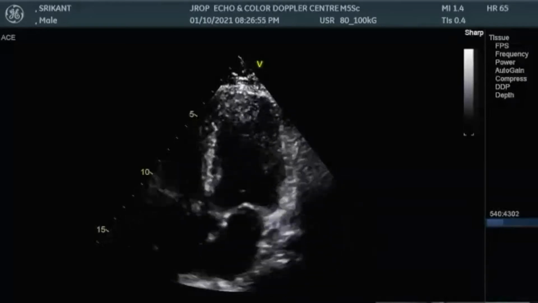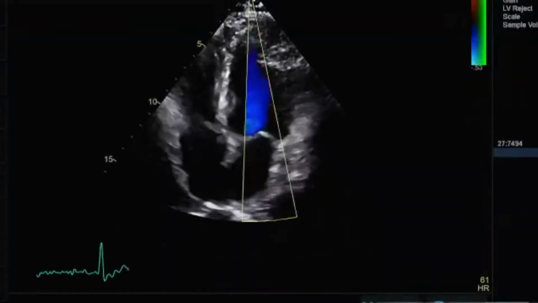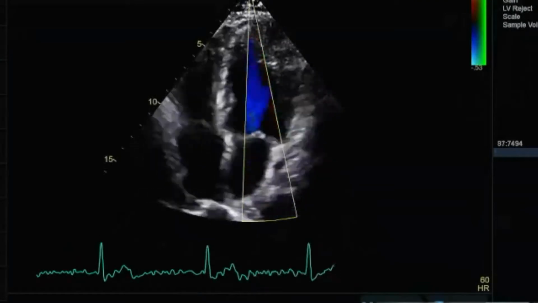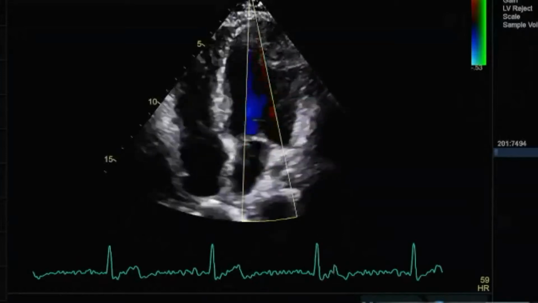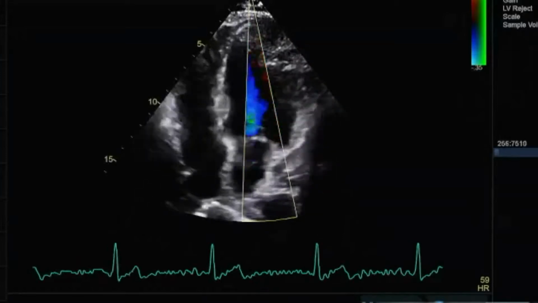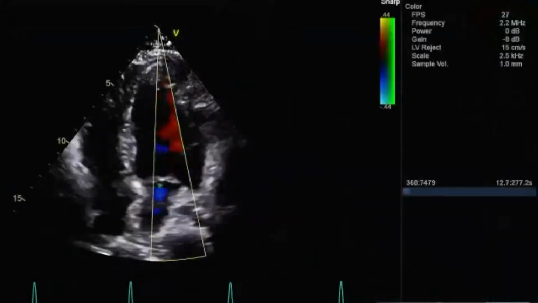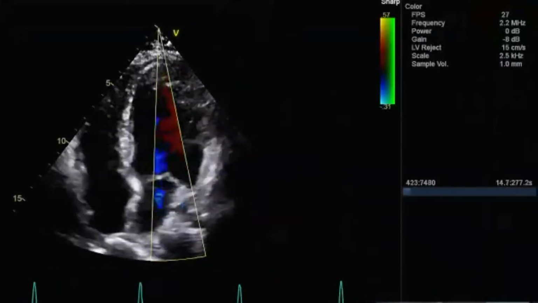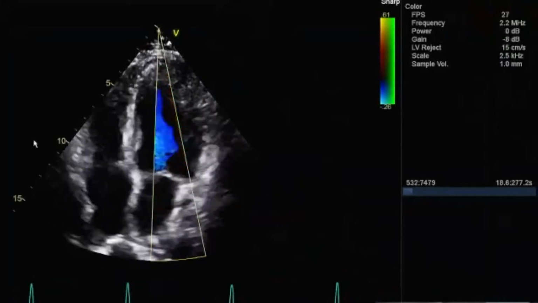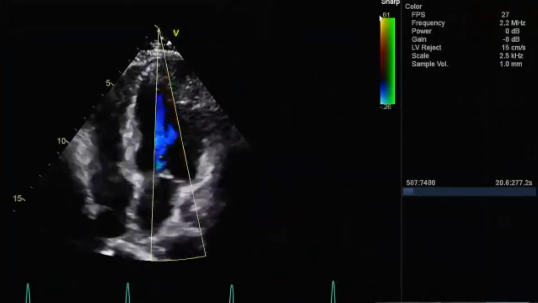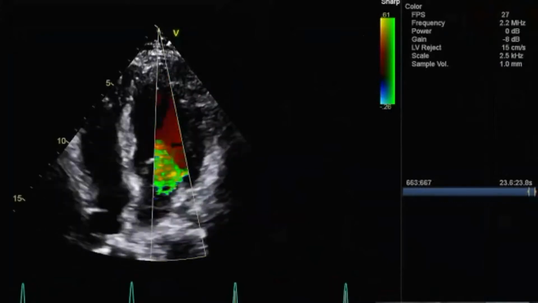So I'm going to keep my image again, switch on my colors, and then reduce this to 40 centimeters per second. Just a second, 40, plus 44. And now move the baseline down in the direction of the jet. Now look at the Nyquist limit. This is 61 and this is 26. What happens with this Nyquist limit?